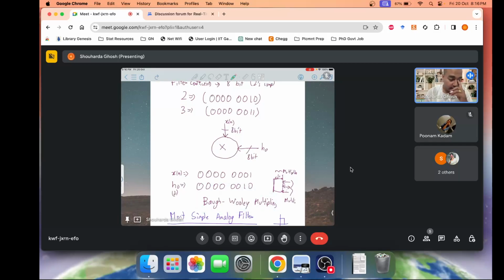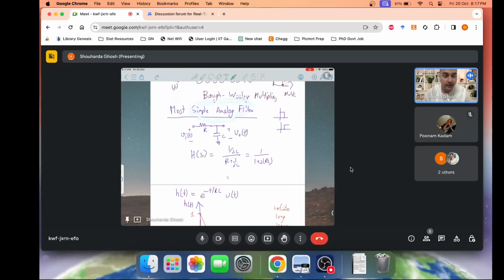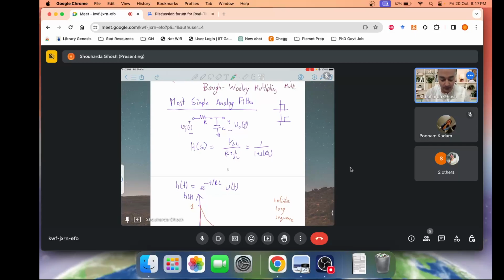You can look at the lecture slides for the diagram. So 8-bit cross 8-bit will give me how much? 8 plus 8, 16 bits. I had discussed this question multiple times: an m-bit and an n-bit number when multiplied give m plus n bits. Then, you can never design FIR filters using analog filter transforms, but you can design IIR filters from analog filters.